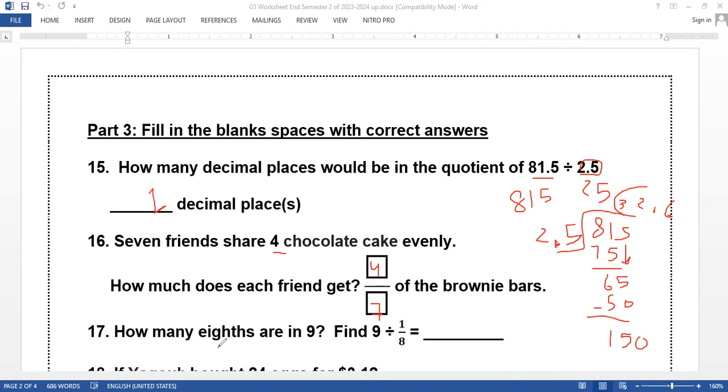How many eighths are in 9? Find 9 divided by 1 over 8, as I told you. To divide by fractions, multiply by the reciprocal. Keep, change, flip. I keep 9 as 9 over 1. Change division to multiplication, and flip 1 over 8 to 8 over 1. 9 times 8 is 72. 72 over 1 is 72.